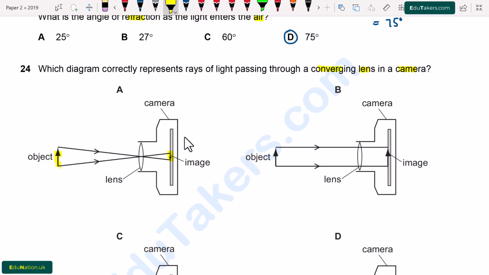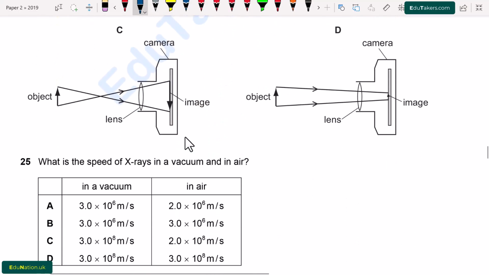In option B, we see that the size of the image and the size of the object is the same, and also the orientation of the object and image is the same. This is not possible. So option B is incorrect. C, here again the image is inverted but the size of the image is larger. So this is also incorrect.